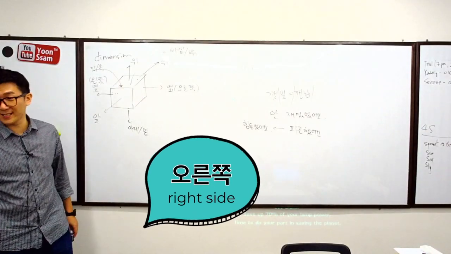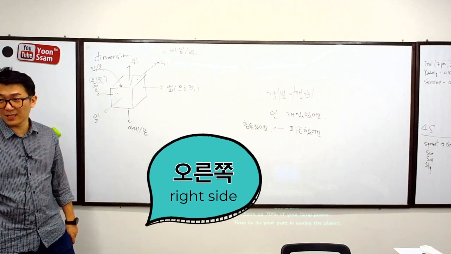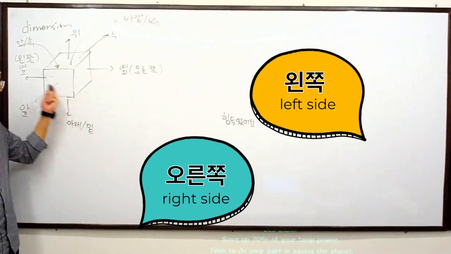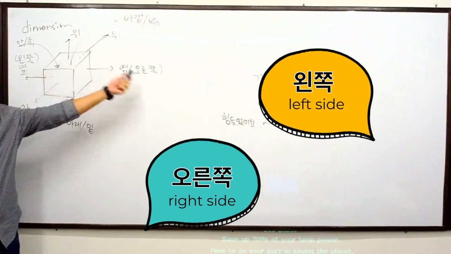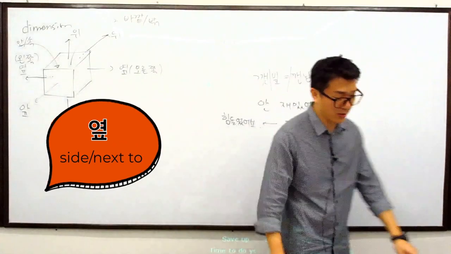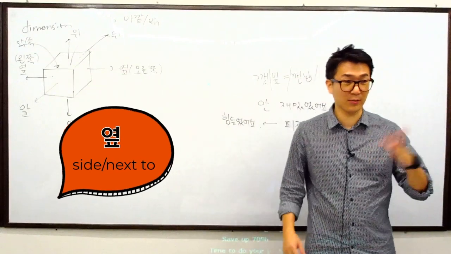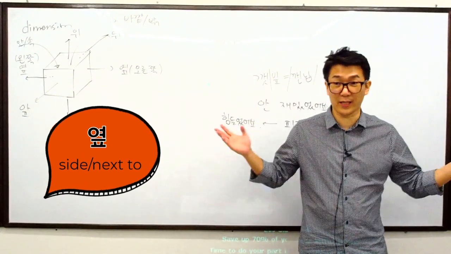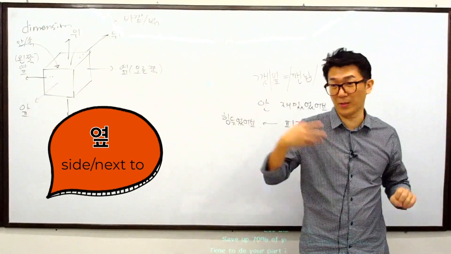It's right. Right side, on the left hand side. Right hand, left hand. But yop is a side, so it's next to it. So it doesn't really have a direction. Next can be left and can be right.